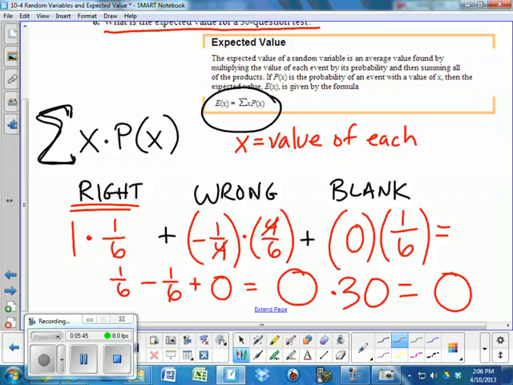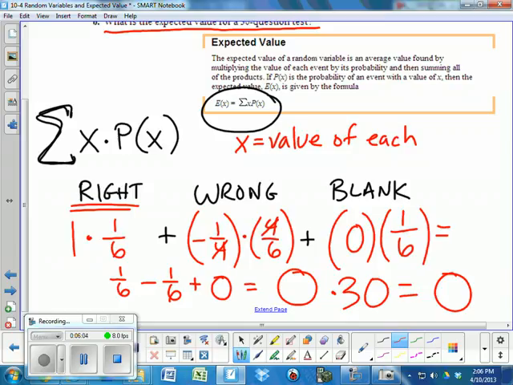No, if you got them all wrong, you would get a negative quarter per. Yeah, what would you get? Negative 7.5? So this is not the best method. You're probably going to get a 0 on the test.